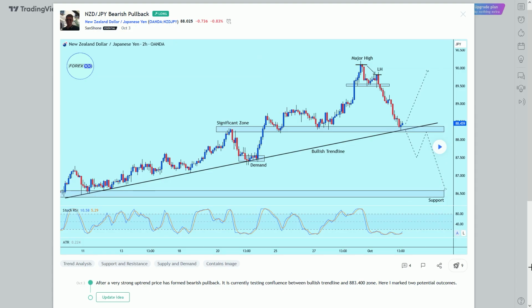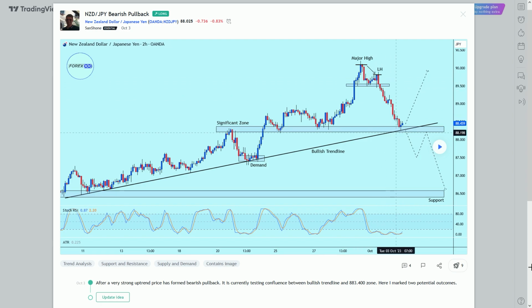Of course, I don't want to paint a picture that I'm a perfect trader and that I don't make any mistakes, because there is no such thing as a perfect trader and perfect trades, and your goal should not be perfection because such a thing doesn't exist in the forex market. So I just want to show you a quick example here of a New Zealand dollar Japanese yen analysis, but this time it didn't work out as expected.